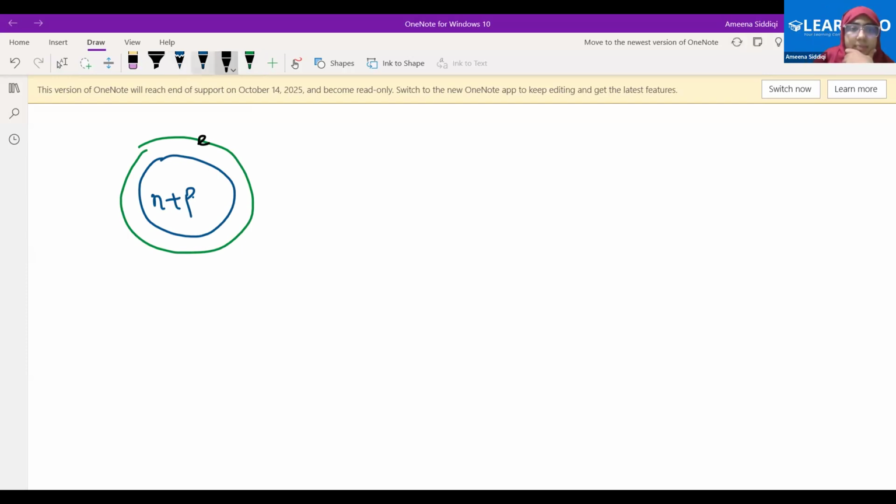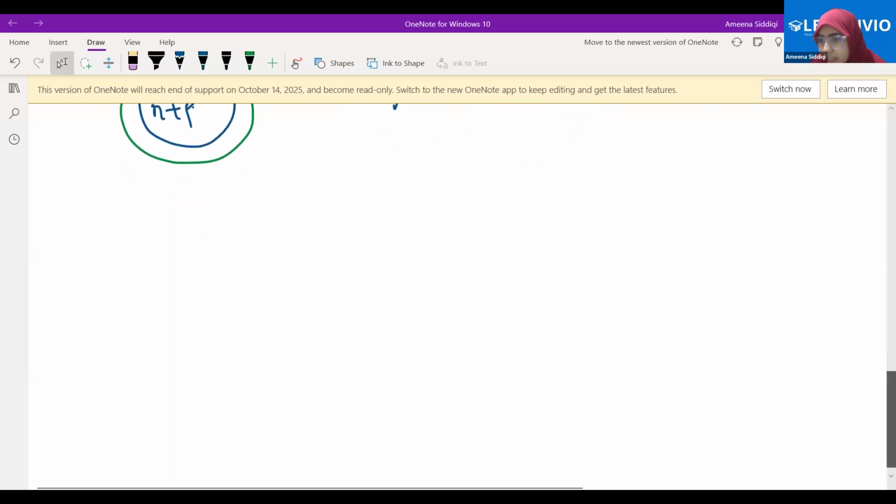Fine. Now see, the neutrons and the protons are together called the nucleons. Why are they together called the nucleons? Because both of them are present in the nucleus. Therefore, together they are referred to as nucleons. If I'm referring to nucleons, that means I'm referring to both the neutrons and the protons. Good. Fine.